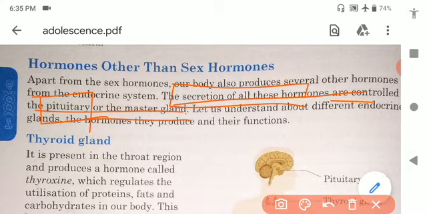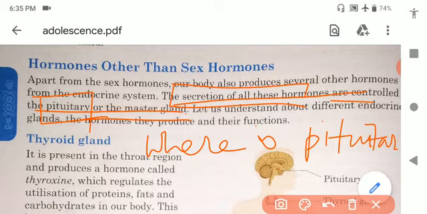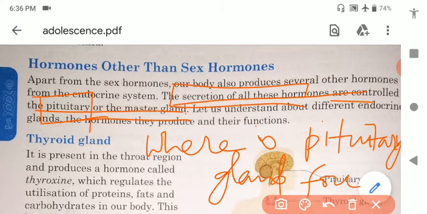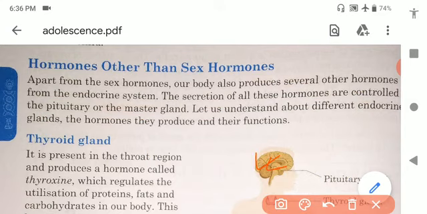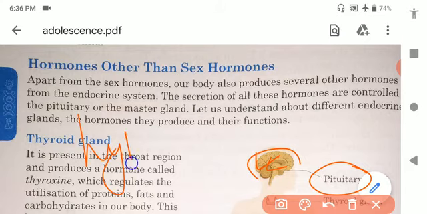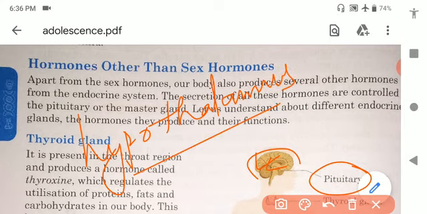Understood? So where is the pituitary gland found? Note down this question. The pituitary gland is found just below the hypothalamus under the brain. Note down this answer. Obviously it is not given in the book, that's why I am giving the answer.